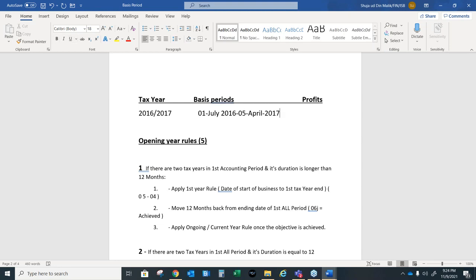And what will be the profits? Can anyone tell me? 18,000 is for 18 months, and here we are using 9 months. The profits will be 9,000. Any problem in the first year rule? Ravi, it's not 31st March. It should be 5th April 2017. You cannot write 31st March. It is not recommended at all.